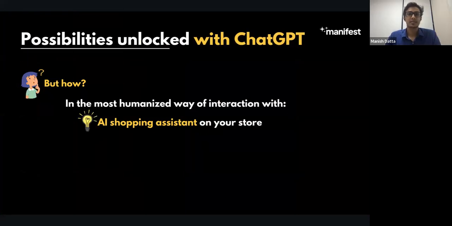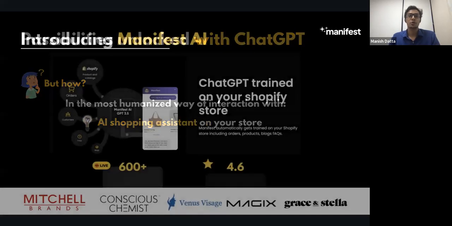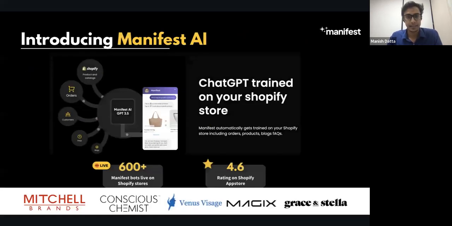We've discussed the different possibilities which can be unlocked with ChatGPT, right? And we've seen a few questions as well about how, for example, we can train this on your Shopify website, how you can feed additional data and how different languages can be handled, right? So this is our solution to all the problems that you've discussed so far. This is our own AI shopping assistant, right? And we call it Manifest AI. And again, this is as good as ChatGPT, but trained specifically on your Shopify store, right?